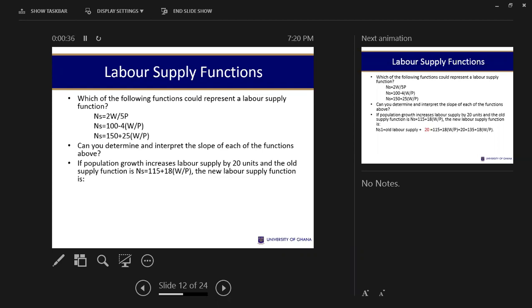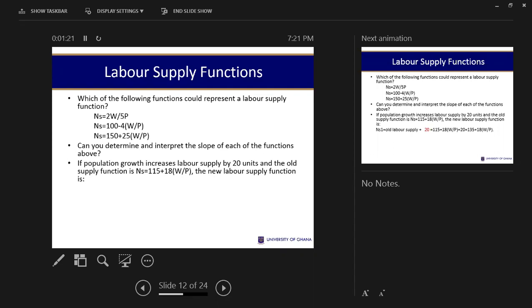So what is going to be the effect of... right, so let's go over the interpretation. I said that before you can get this thing, you need to differentiate the labor supply function with respect to the real wage, okay? So let's use the third function. When you differentiate NX with respect to W over P, you get 25.